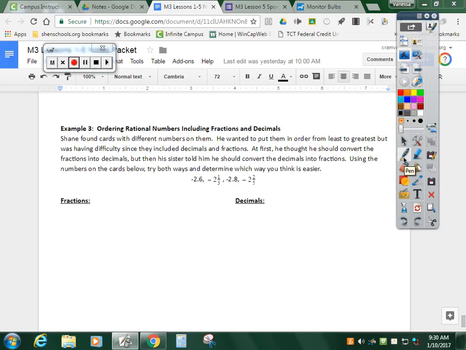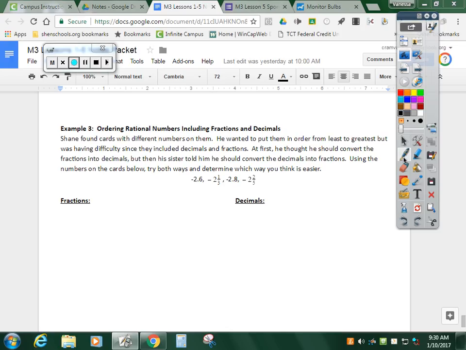Shane found cards with different numbers on them. He wanted to put them in order from least to greatest, but was having difficulty since they included decimals and fractions. At first, he thought he should convert the fractions into decimals, but then his sister told him he should convert the decimals into fractions. Using the numbers on the cards below, try both ways and determine which way you think is easier.